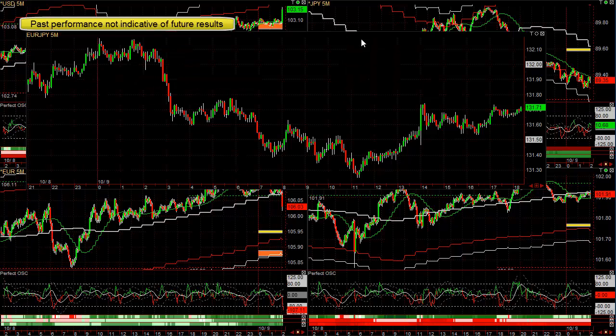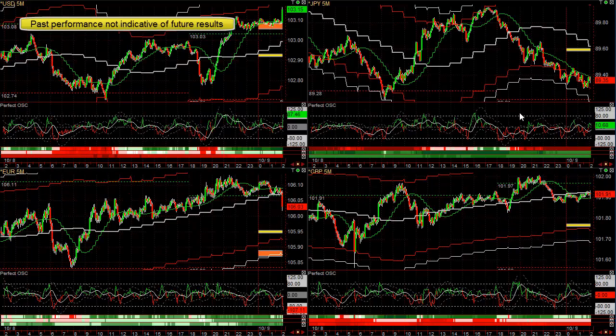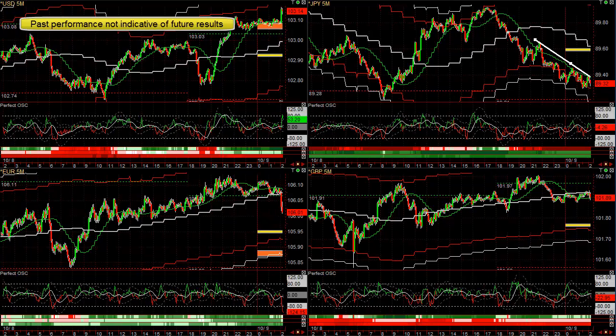So you had a whole hour to look to get into this trade. You could have just drawn a trend line on the yen here. Oops, that's the regular line. Let me do the trend line instead. You draw a trend line on this, and when it breaks that trend line, then you get in the trade.